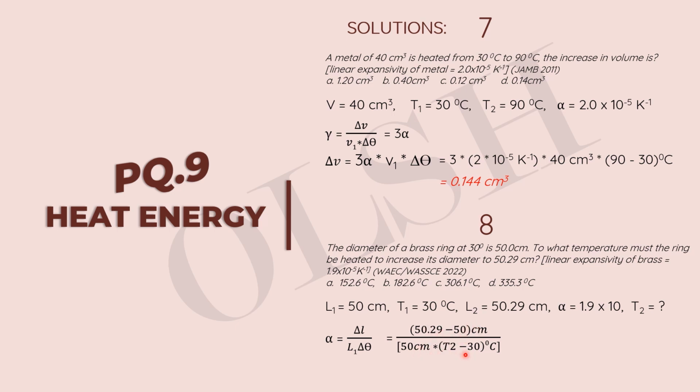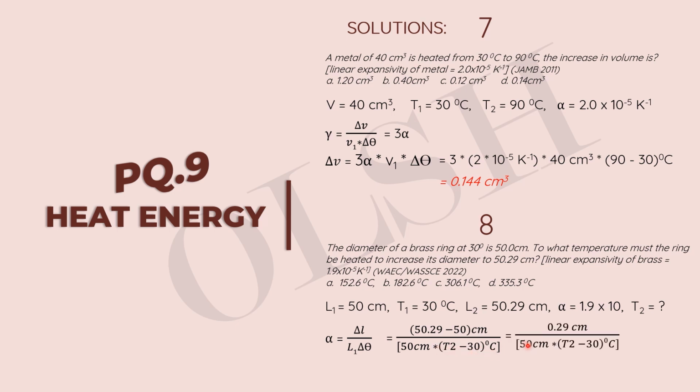All right, now our unit here is in Kelvin, and we did not change this to Kelvin. That's because whether you're in the Kelvin scale or you're in the Celsius scale, once you're subtracting two different temperatures, they're going to give you the same value. Okay, so we have T2 minus 30 here. Okay, so let's move on.